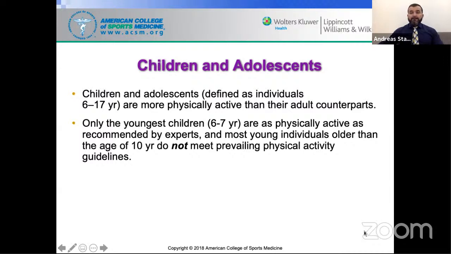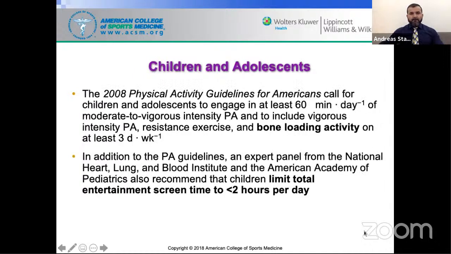They are more physically active than older adults. However, as you can see, only the youngest children are as physically active as recommended. So that's alarming.